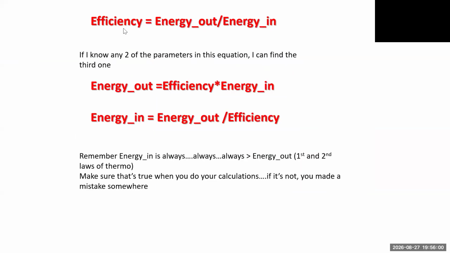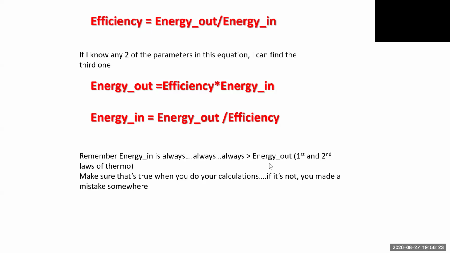All right. Remember, efficiency equals energy out over energy in. There's three things there. There's efficiency, there's energy out, there's energy in. If you know any two of those parameters, then you should be able to find the third one. And once again, just remember, energy in is always, always, always greater than energy out. Okay, make sure that's true when you do your calculations.